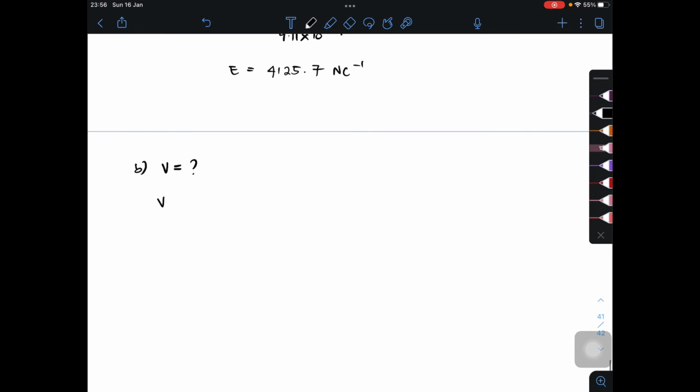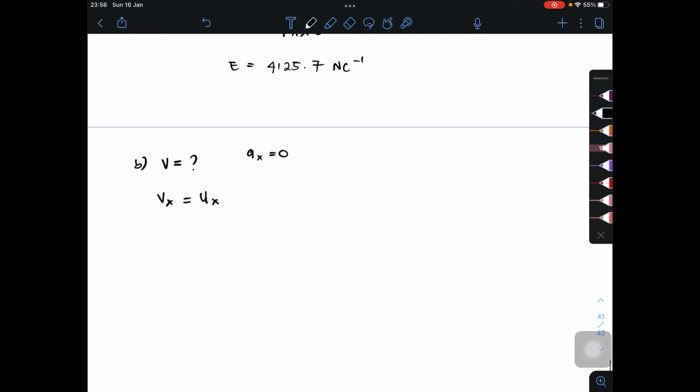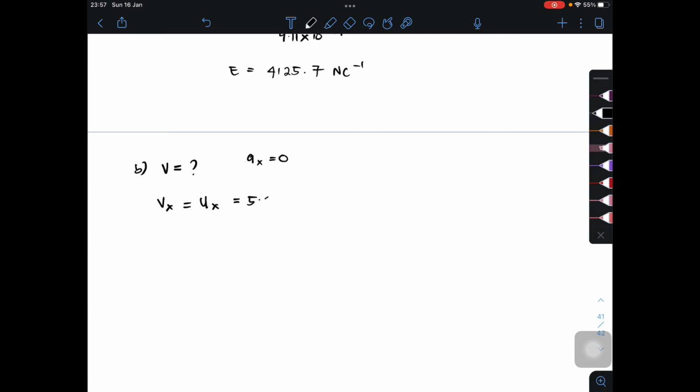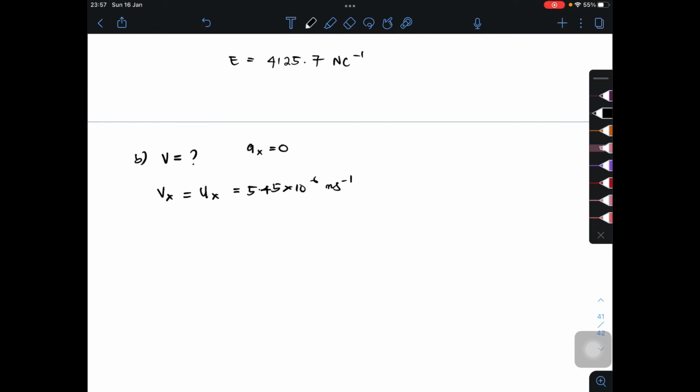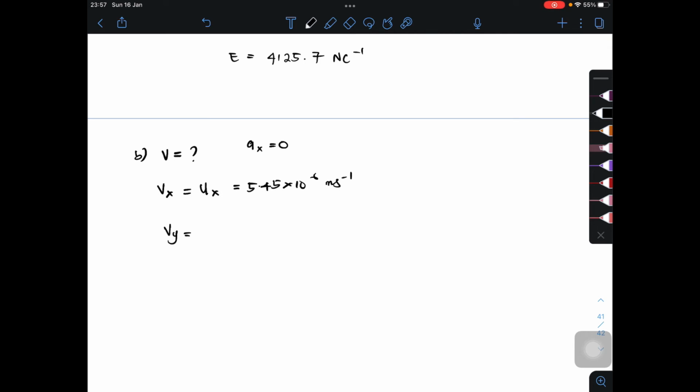Okay, so Vx adalah sama dengan Ux, right? Since AY adalah, sorry, not AY, AX adalah kosong untuk projectile motion. So Vx is equal to Ux. So kita sudah ada Vx, which is 5.45 exponent 6 meter per second. Now we want to find Vy. How do we find Vy?